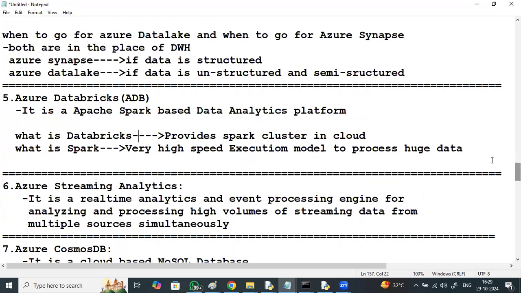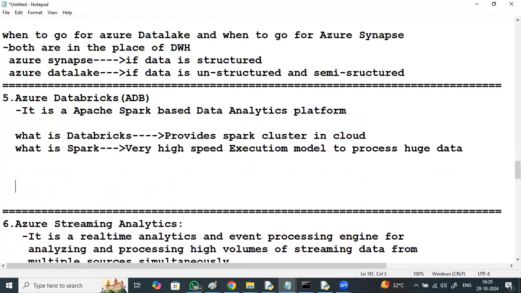The main features of Spark, you can see, right? First thing is in-memory computation. In-memory computation means the storage happening within the memory and processing happening within the memory level, right?